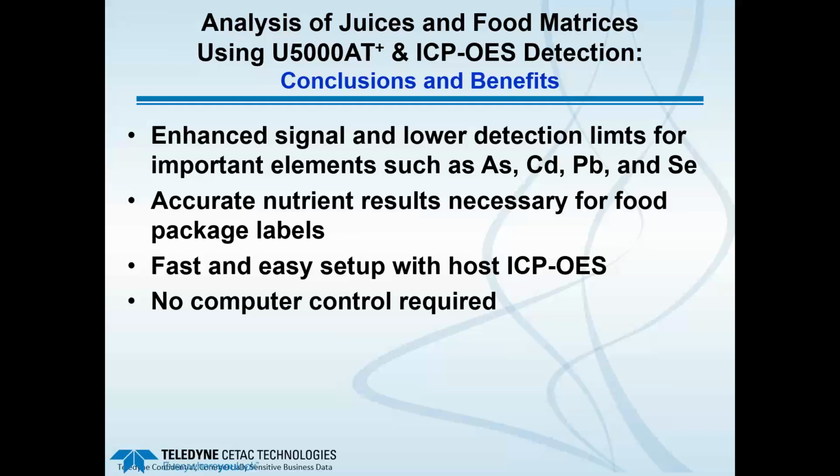And I did allude to some details in the name, U5000 AT+. U, of course, alludes to ultrasonic nebulization, and 5000 is a model number. But the AT part refers to auto-tuning, and that's part of the ease of use with the one-button operation. Once you press that one button, the system will auto-tune to the different level of sample matrix that comes across the quartz faceplate. The small plus sign is an allusion to Peltier cooling or electrothermal cooling.